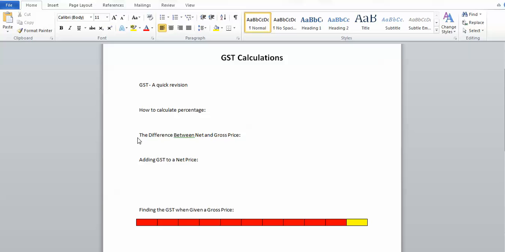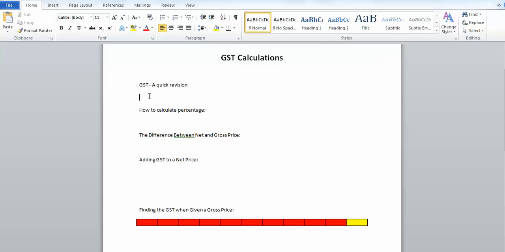I want to revise the difference between the net price and the gross price. When we talk about net price, we're talking about the price without GST. The gross price is the price with GST. We're then going to look at the calculations we have to do if we want to add GST to a net price. And finally, if we're given a gross price, we have to work backwards from there and work out what the net price is, we can do that.